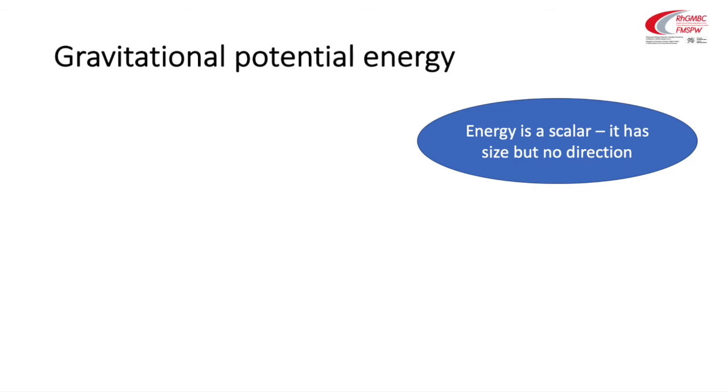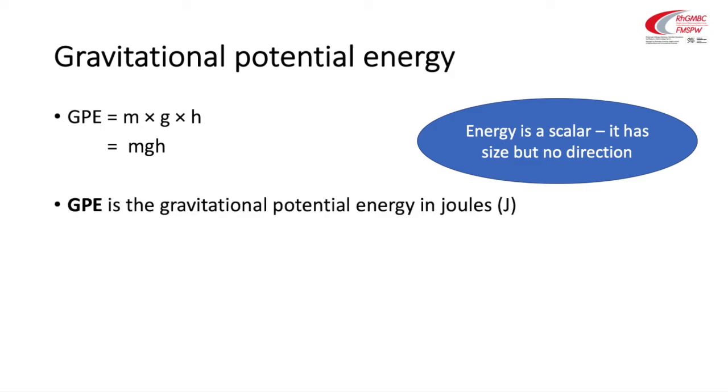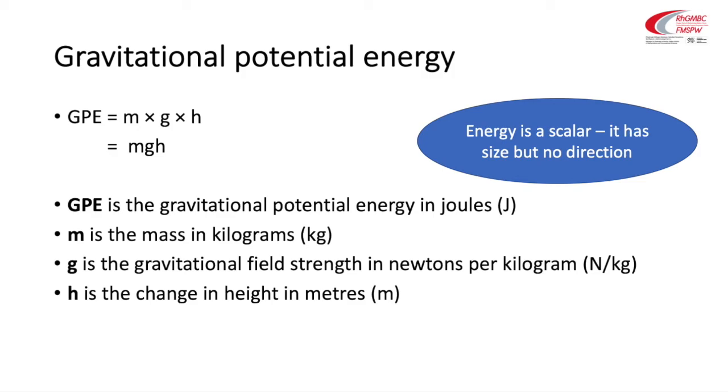So moving on to gravitational potential energy. Gravitational potential energy is mass times g, the gravitational constant, times h, the height. So it's equal to mgh. And the energy is in joules, the mass is in kilograms. G, gravitational field strength, is in newtons per kilogram, or it's metres per second squared. And height is the change in metres.